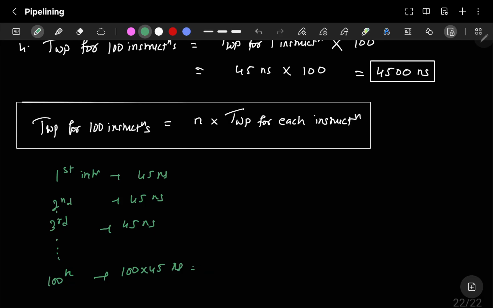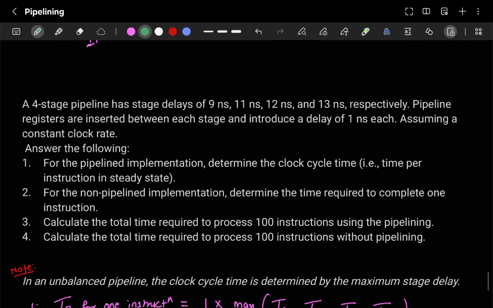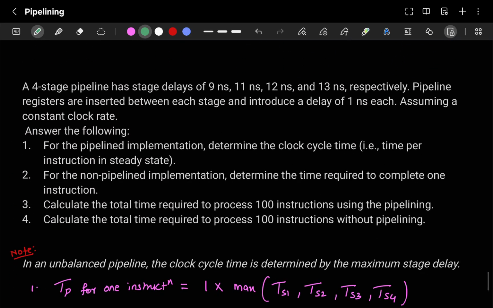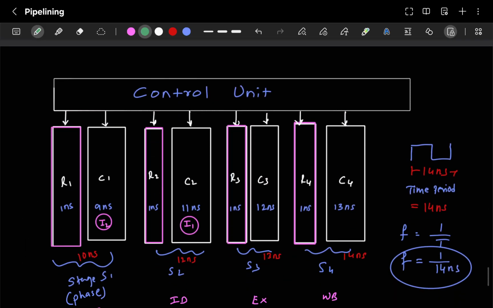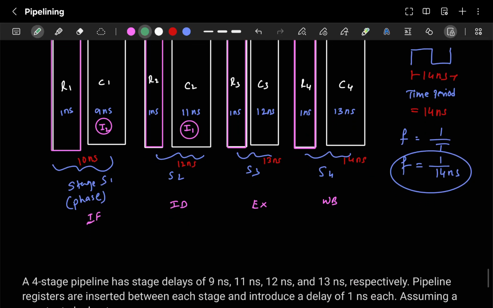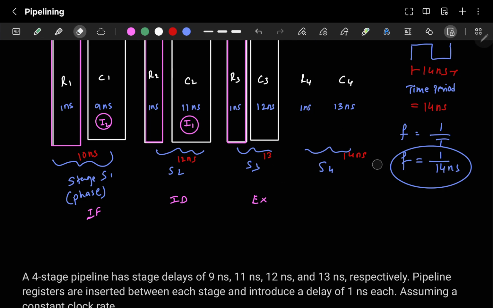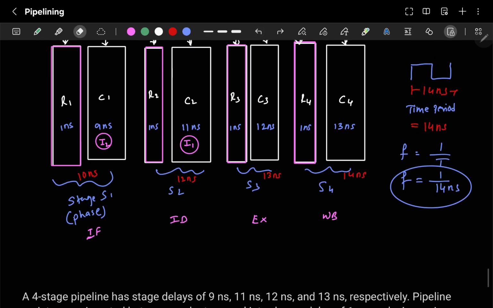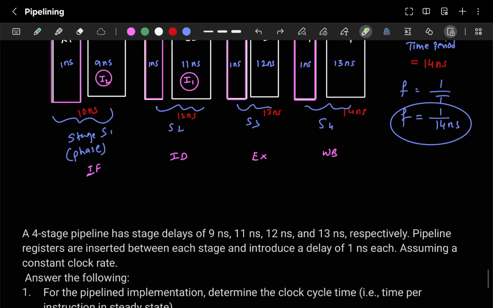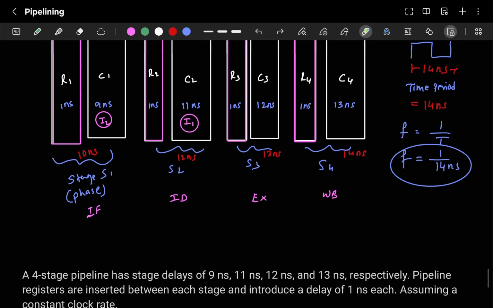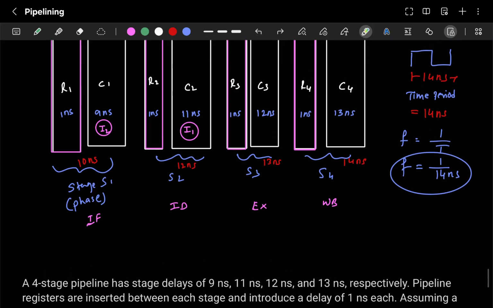So these are the types of questions possible. Just be thorough and remember, if there are uneven delays, if there is unbalanced pipelining, then you have to solve it in this way only. Always take the maximum stage delay among all the stages in the pipelining when there is unbalanced pipelining or uneven delays. If there is an even delay, then you don't have to worry. You just have to calculate it as we used to calculate it.